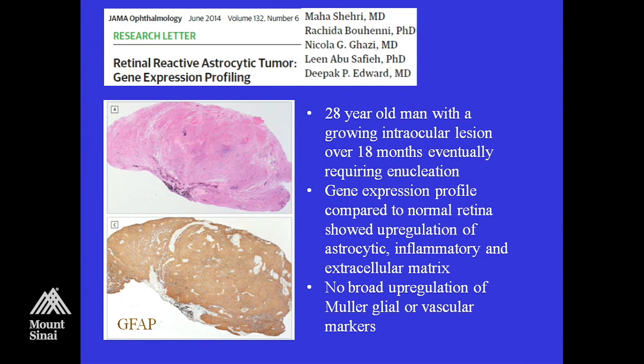There's not been a lot of gene expression profiling. Here's a very recent study from Deepak Edward, an ophthalmic pathologist practicing in Saudi Arabia, and they had done expression microarrays in the tumor from this 28-year-old gentleman that had grown over 18 months. And basically, the major pathways upregulated were, not surprisingly, astrocytic markers, inflammatory markers, extracellular matrix markers. There's been suggestion over the years that these tumors arise from Müller glia, but in this single case, they didn't find any signs of upregulation of Müller glial markers, suggesting that maybe it's not originating from these radial glia, but from astrocytes. And he also had not seen a lot of upregulation of vascular markers in this single case looked at by gene expression arrays.